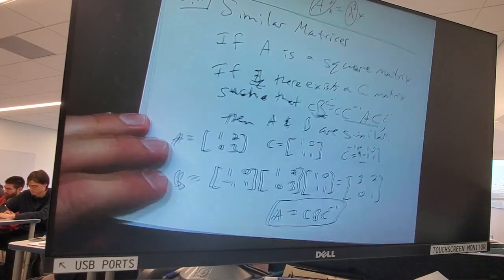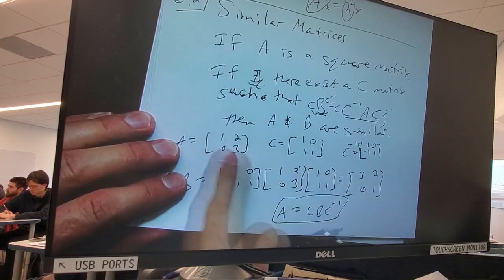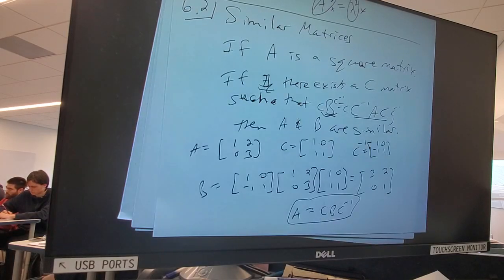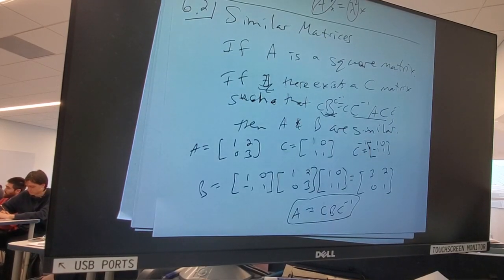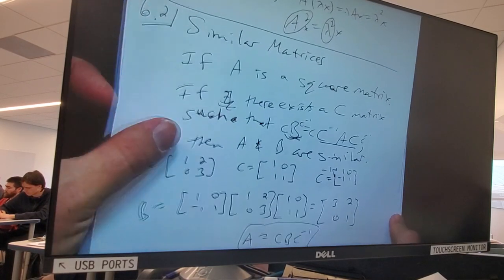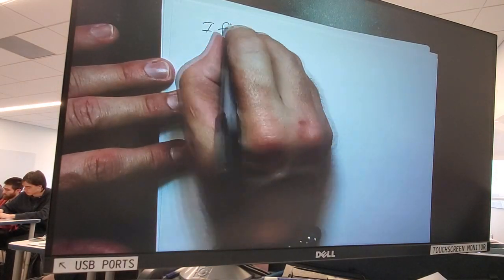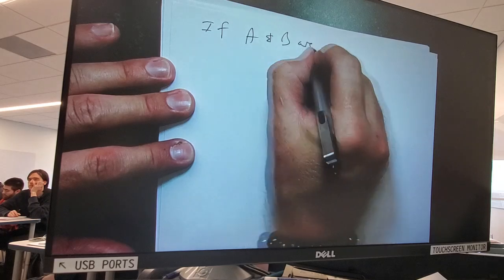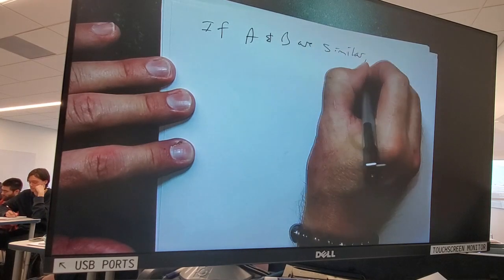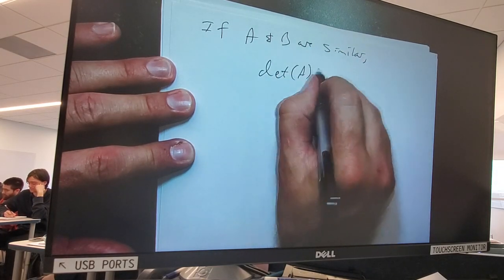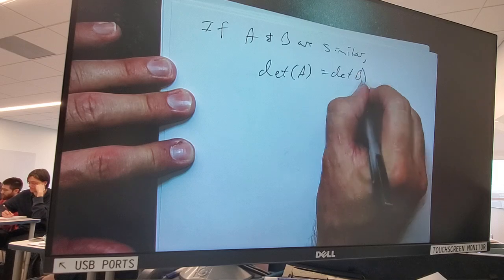One little thing to notice, and this is almost too nice. I have to see if I have another example that's a little bit more disgusting. Oh, no, shoot. All right. But here's a couple of things. If A and B are similar, the determinant of A equals the determinant of B.